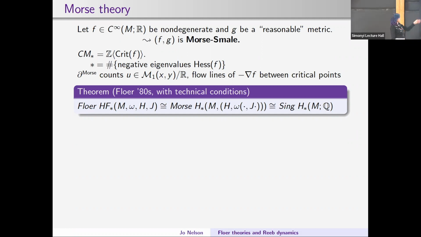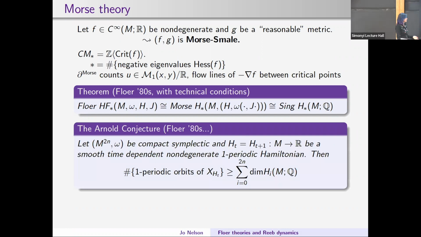But Floer had exactly the right number of technical conditions to have this dream realized and be able to show that the theory he constructed was actually isomorphic to Morse homology. And then you know that Morse homology is isomorphic to singular homology. And so he used this theory and these isomorphisms to prove the Arnold conjecture.